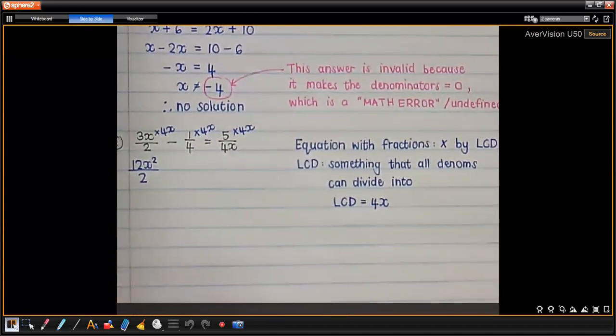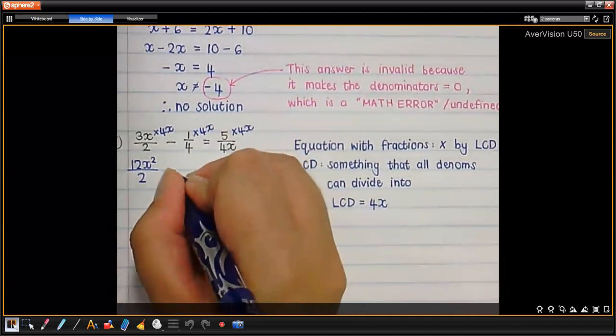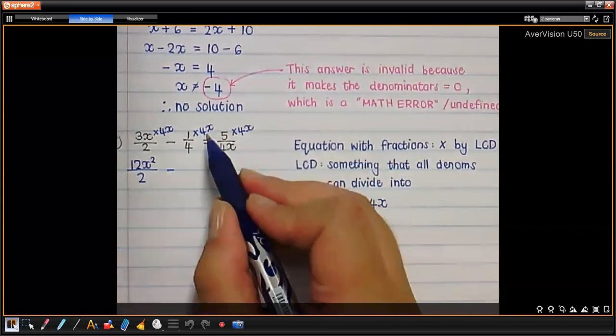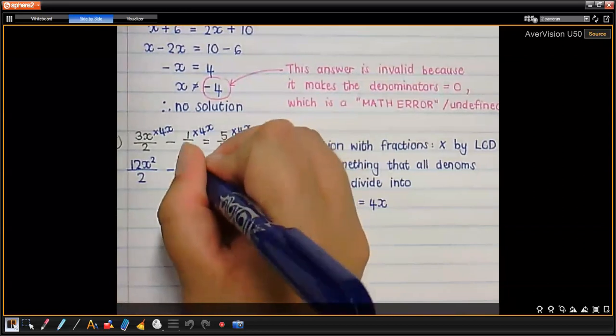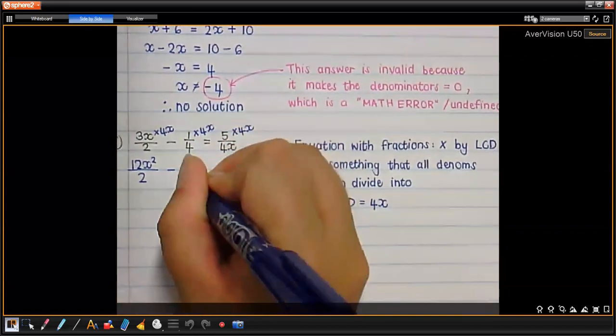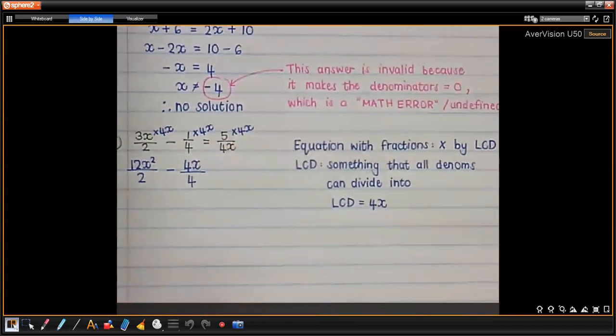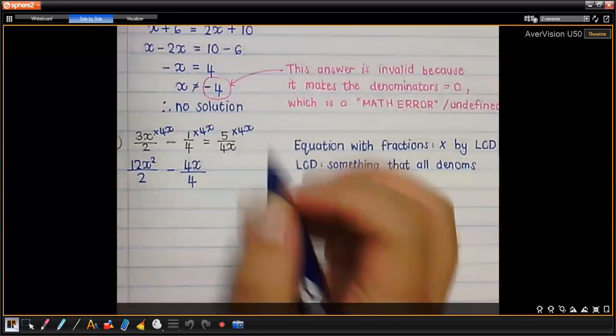I got 12x squared, minus, what's 1 times 4x? 4x. What is the denominator that I have there? 4. So I'm putting in an extra step that I didn't put in the previous example. I'm actually doing the multiplication in this bracket, and then I'm going to do the cancelling off. It might be a bit easier for you to do it in that way.